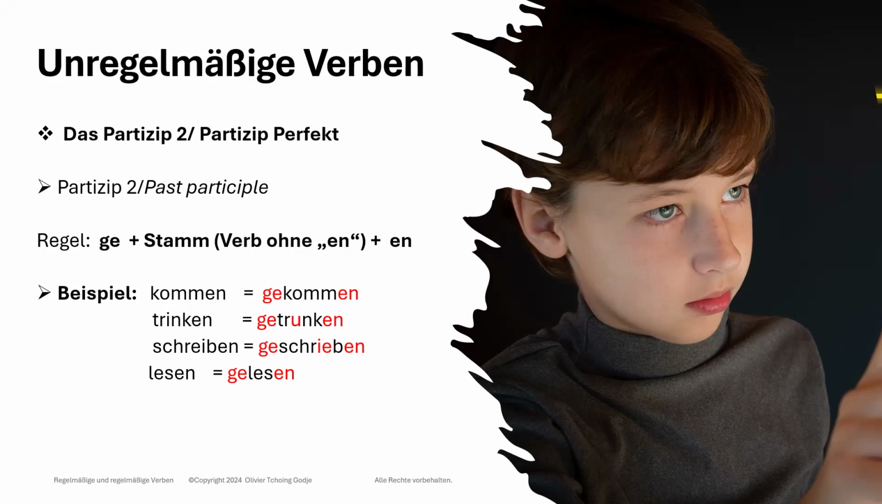The past participle of irregular verbs always ends with en. Like for kommen, we saw that in the present simple it doesn't change, but the past participle ends with en, which means it is an irregular verb. Kommen past participle is gekommen, trinken past participle is getrunken, schreiben past participle is geschrieben, and lesen the past participle is gelesen.